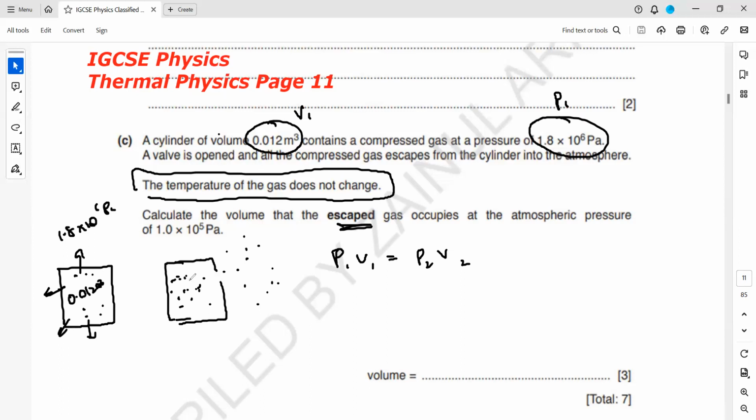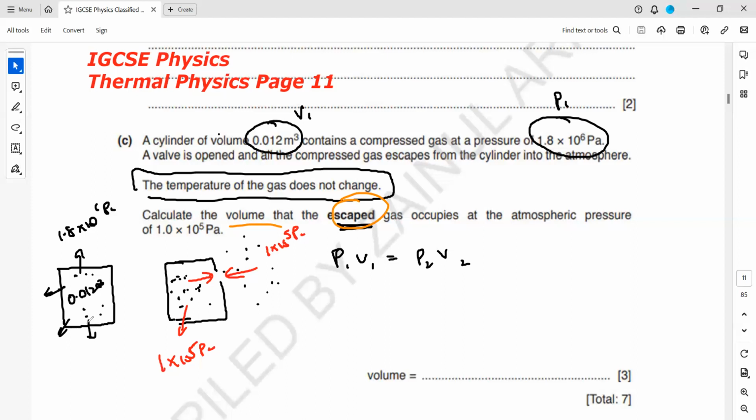So what is the new pressure of the gas? The outside pressure, the atmospheric pressure, is 1 × 10^5 Pascal. So if 1 × 10^5 Pascal is the outside pressure, what is the pressure of the gas inside? That should also be 1 × 10^5 Pascal. When outside pressure and inside pressure are equal, then the gas will stop moving out. We have to work out, in the question, what volume of the gas has escaped.